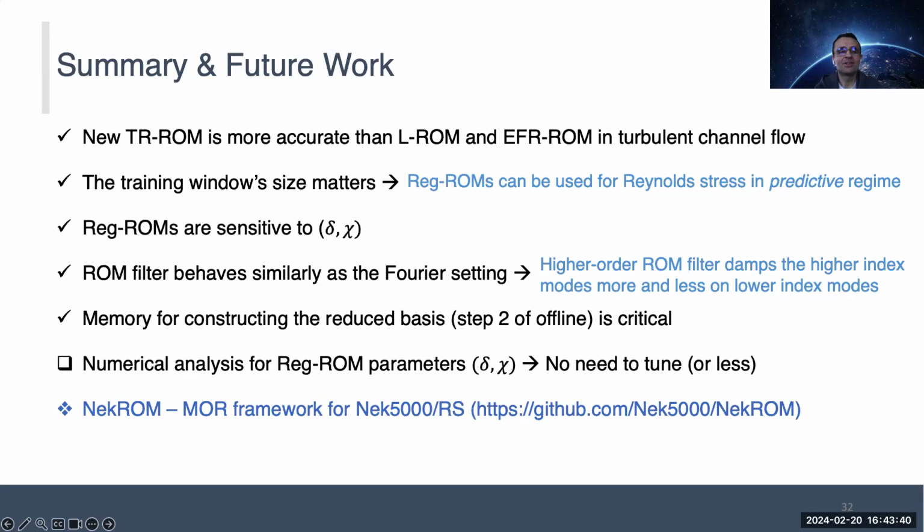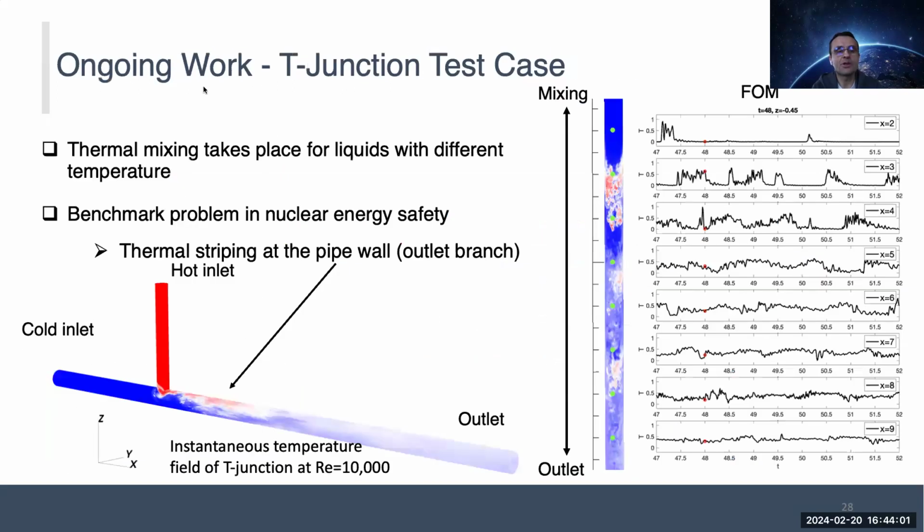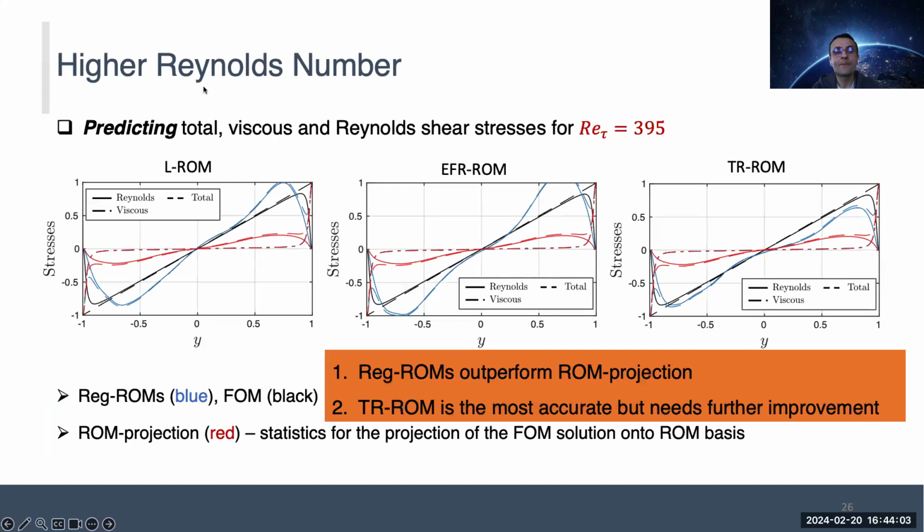I have several, but maybe I can start. Okay, so let me ask you a question. This is more of a clarification. On slide 26, you said that the reg ROMs outperformed the projection. Can you explain a little bit what you mean by that? What's going on there?